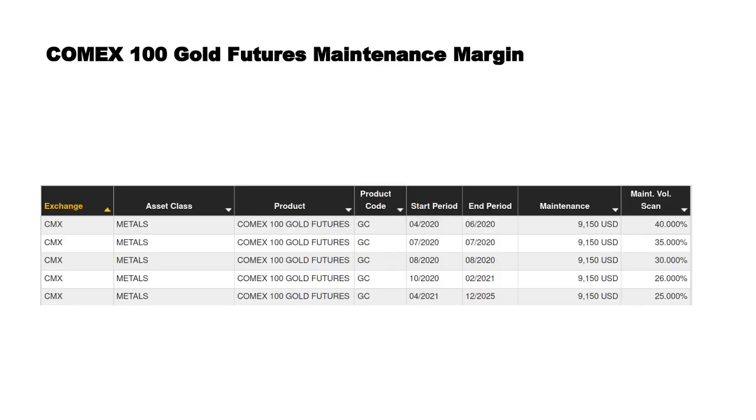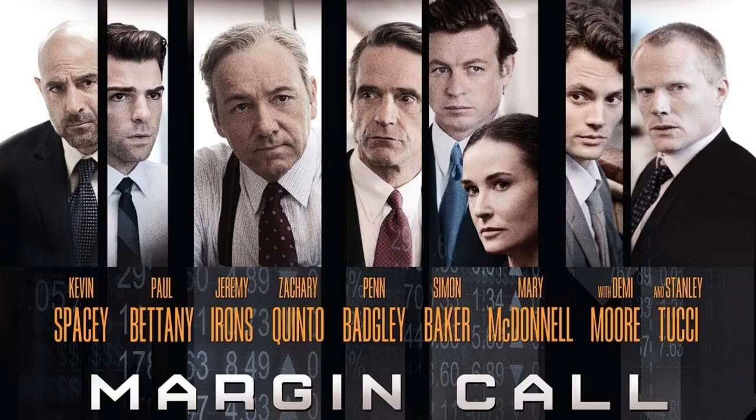To avoid this situation, the exchanges require a maintenance margin. When your margin balance is below the maintenance margin, in this case $9,150, you will have to post additional collateral, otherwise the brokers will be forced to close out your positions to avoid further losses. You've probably heard of some hedge funds getting margin called, and that's what happens when the losses are so big that they cannot sit on their positions and wait for them to come back.